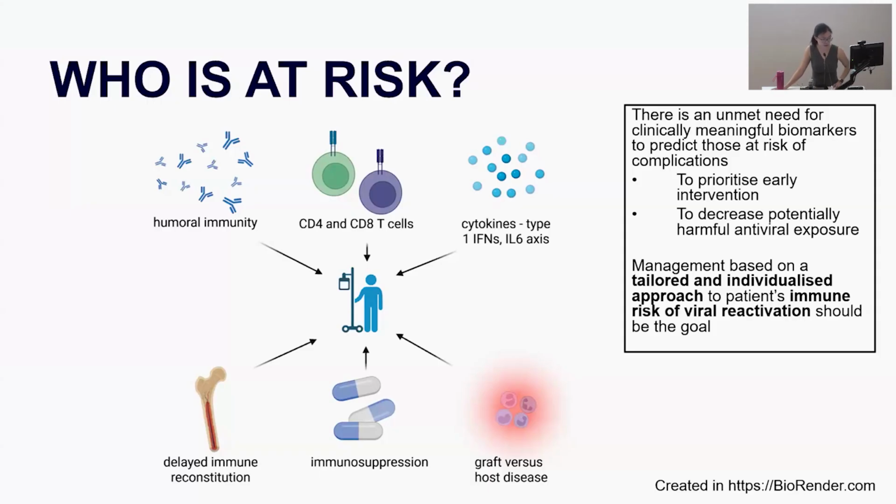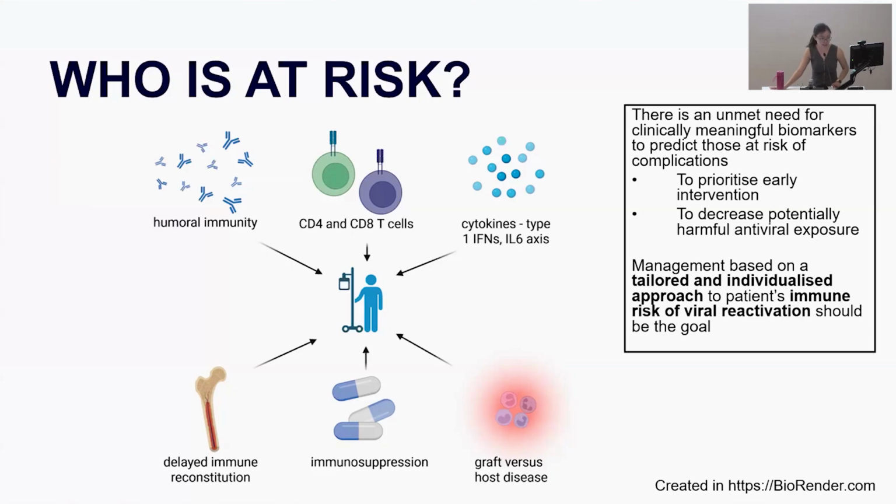And all of that has to be balanced with the fact that we're immunosuppressing these patients. And because of that, they potentially would have delayed immunoreconstitution, so different timings of their risk. They might get graft versus host disease. We might have to immunosuppress them more for it. So I posit that there is an unmet need for some clinically meaningful biomarkers to predict those who are at risk of complications, both to prioritize early intervention in those who are at risk and to decrease potentially harmful antiviral exposure in those who are not at risk.